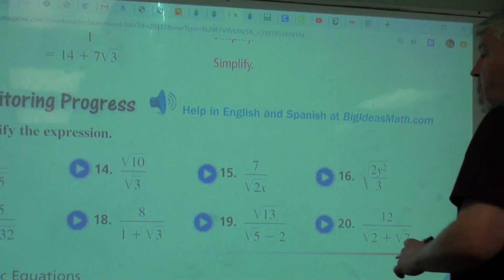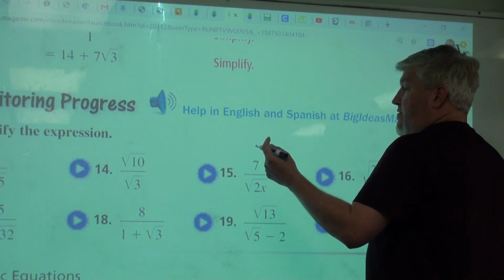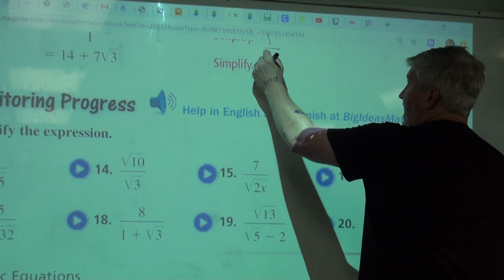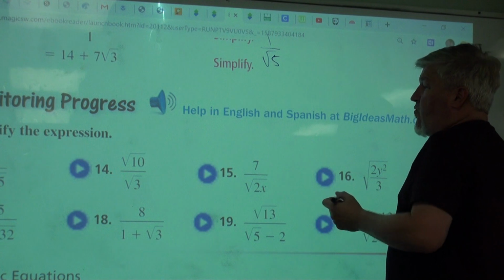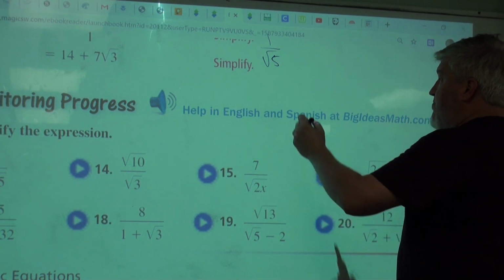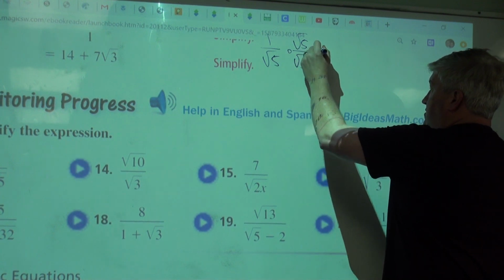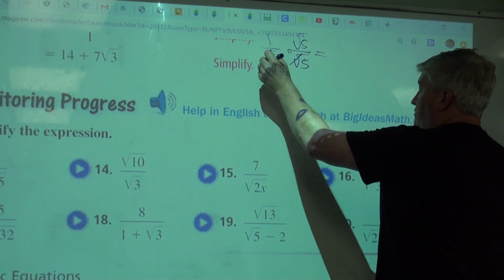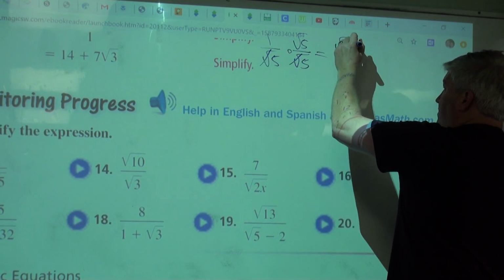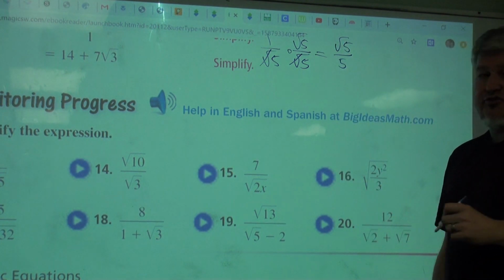All right, we're back. 13 is 1 over the square root of 5. I can't have a radical in the denominator, so to get rid of it, I multiply top and bottom by the square root of 5. That gets rid of the radical in the bottom. It becomes the square root of 5 over 5.